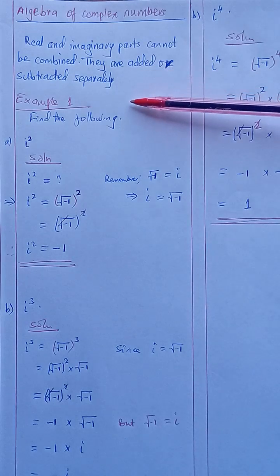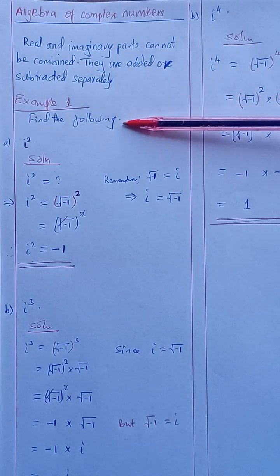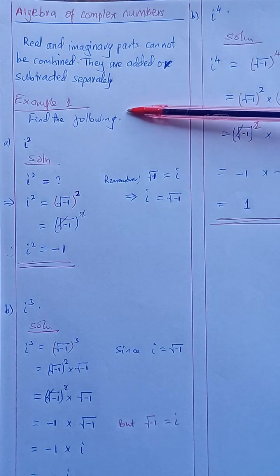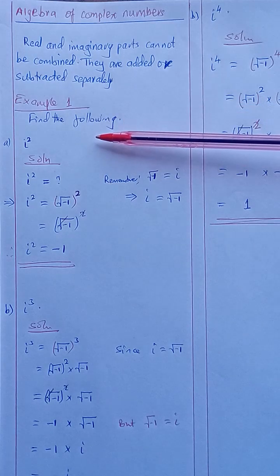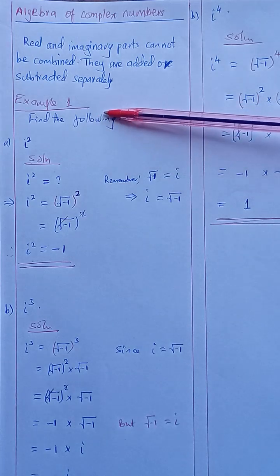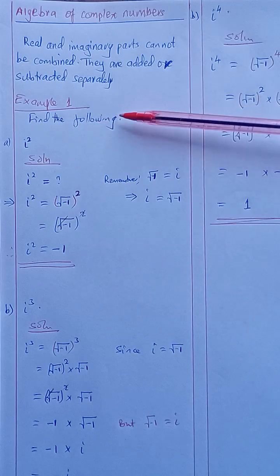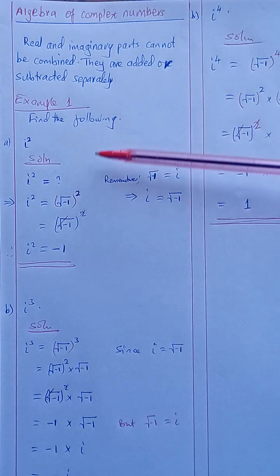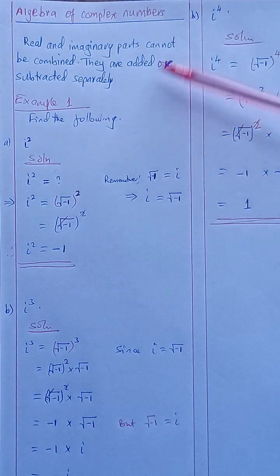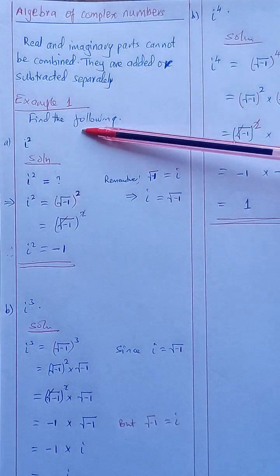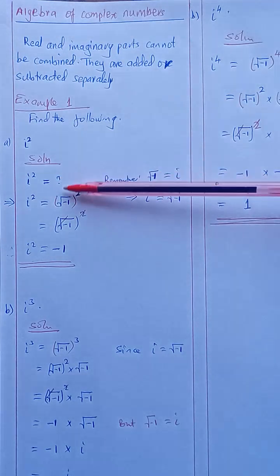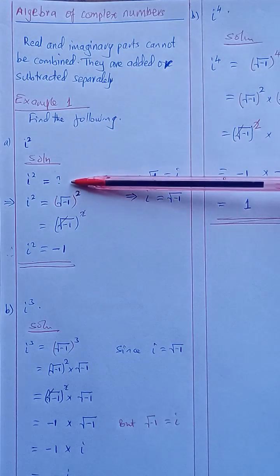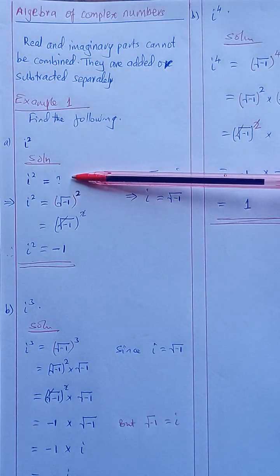But as we start, let us begin with example 1 and see how we can go about it. In example 1, we are saying find the following. Part A, we have i squared. So we need to find the value of i squared. In our solution, we know that i squared is equal to what we don't yet know. That is why I have used the question mark here.